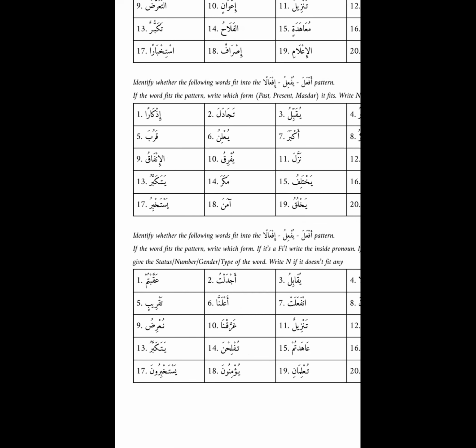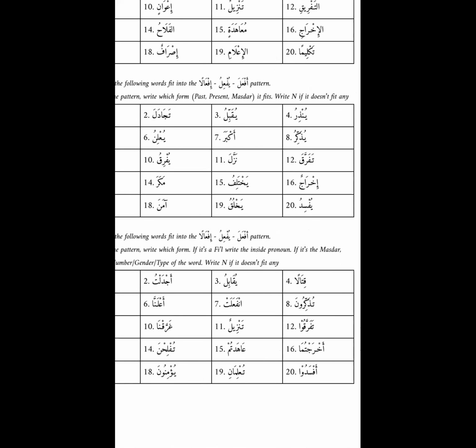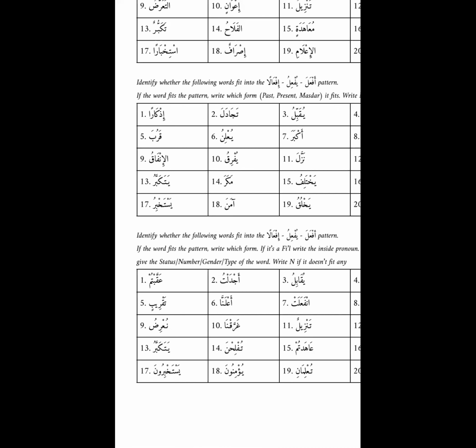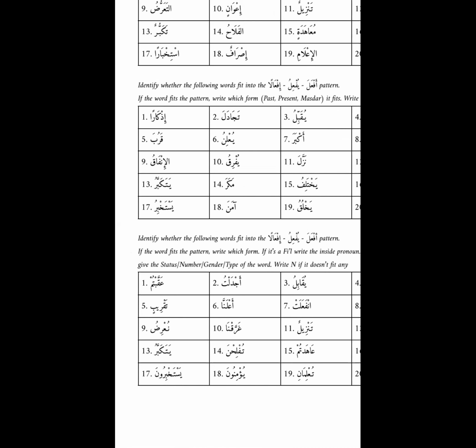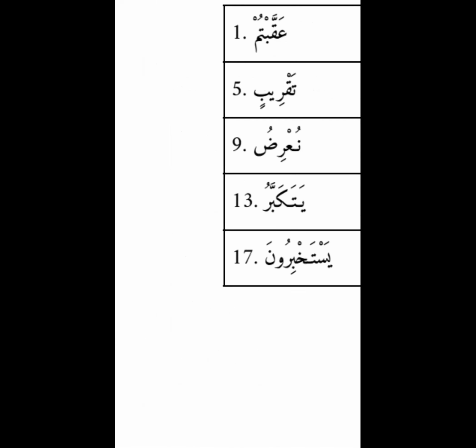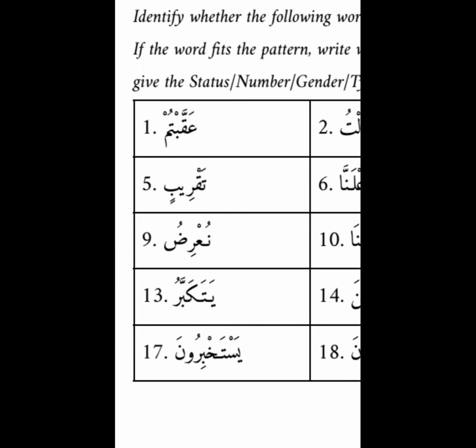It says: if it's a fail, write the inside pronoun. If it's masdar, write n. If it doesn't fit any, leave it. We'll just identify the family, whether it's a fail, a past tense, or a masdar, and then we'll go to the next exercise. So number 1, aqabtum.